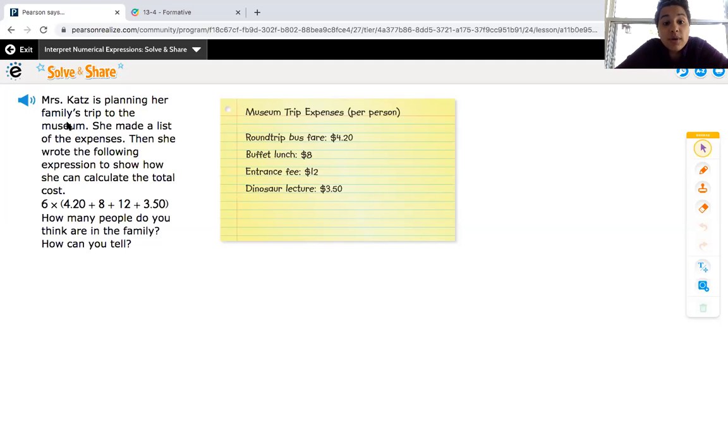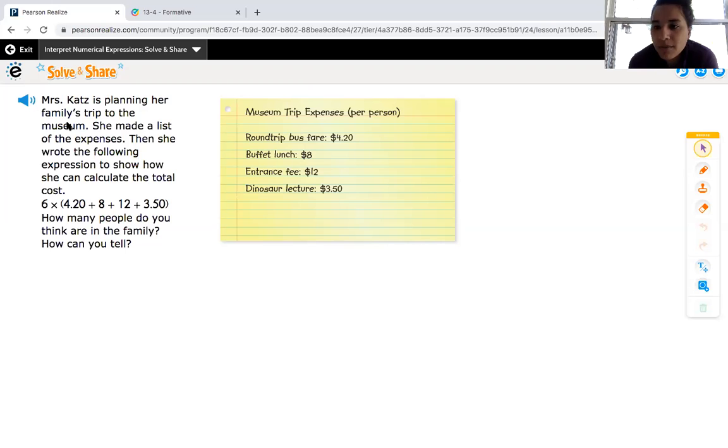All right, so if you have not completed this solve and share yet, hit pause on this video and try and work it out on your own, whether it's on a piece of paper or you're annotating it on your iPad, whatever it may be. Try working it out first before we work it out together. So hit pause and then hit play when you're ready. All right, so here we go.